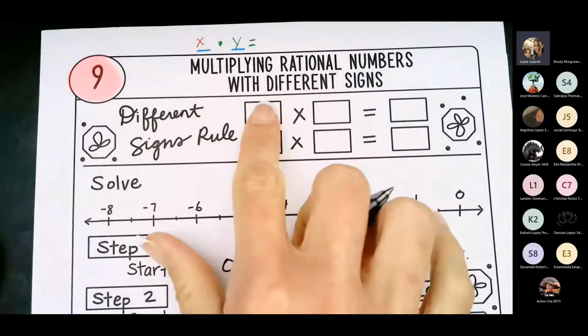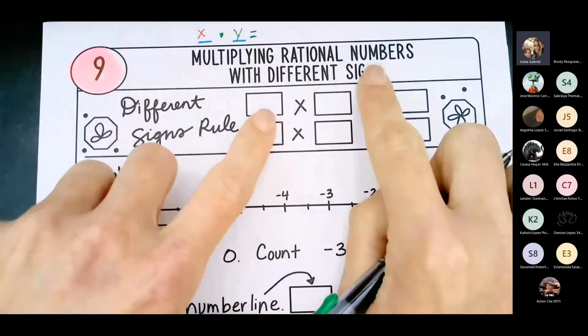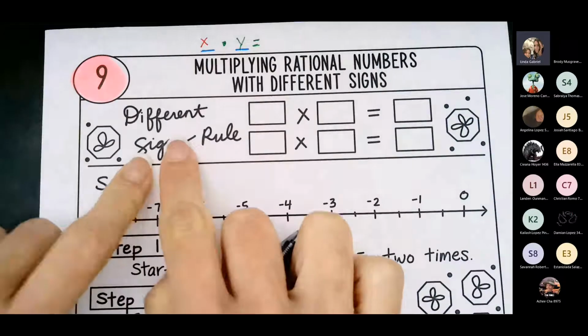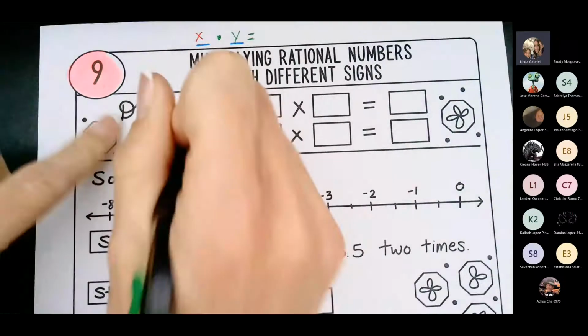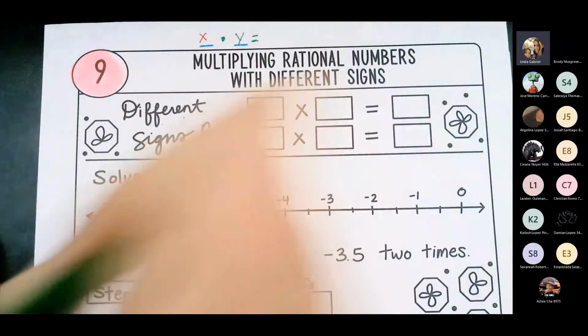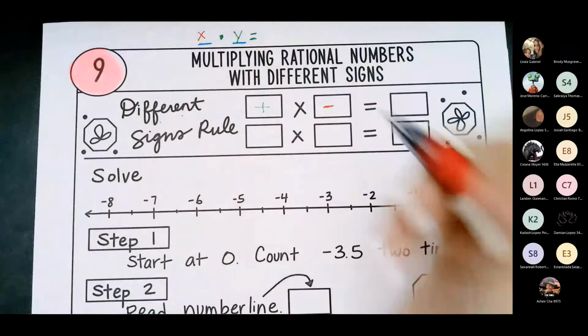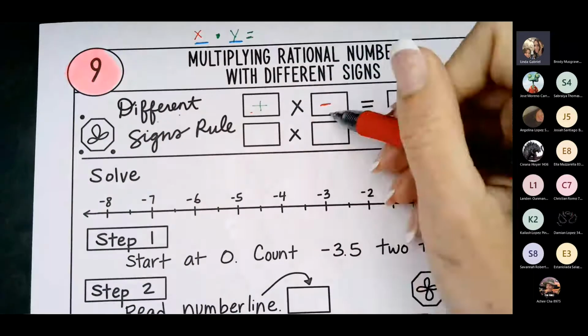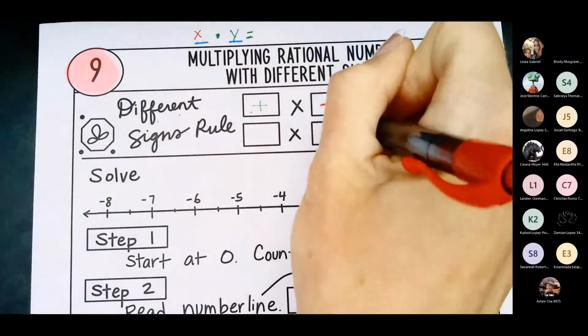Okay, so we just got done multiplying rational numbers with the same sign. So we had the same sign rule. But now we're going to be doing the different sign rule. Okay, so that will look like a positive times a negative. And if I have a positive and I multiply it by a negative, it's going to always be negative.